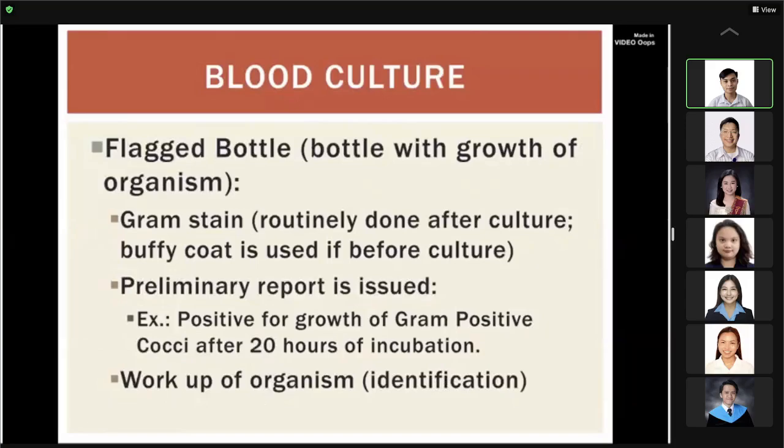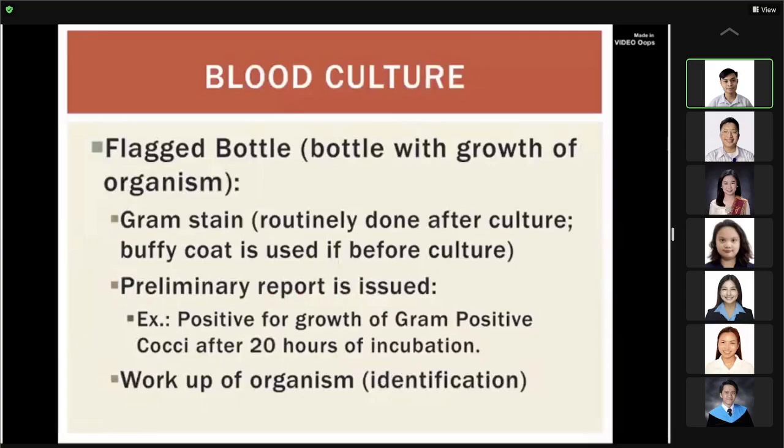Then we incubate the bottle, and when there is growth, we will be flagged. The machine will sound, we get the bottle, and then we will be doing a gram stain.